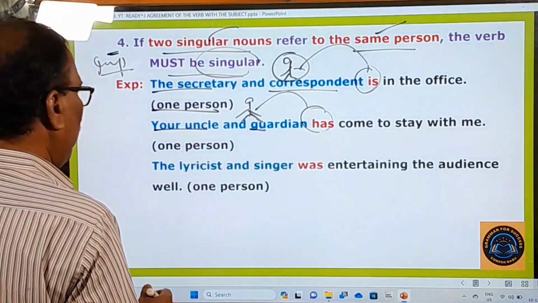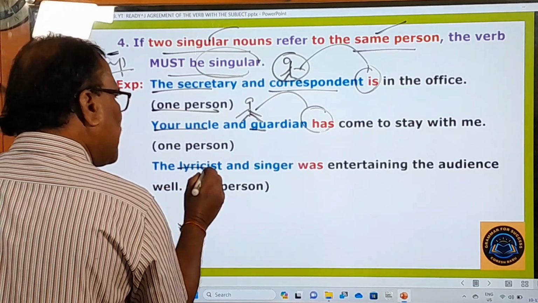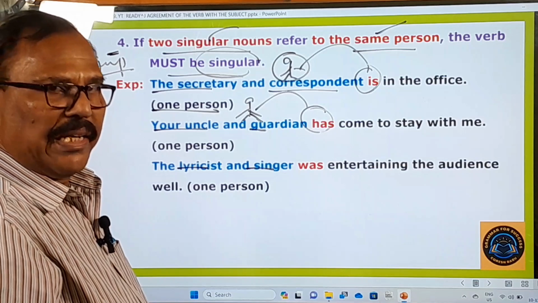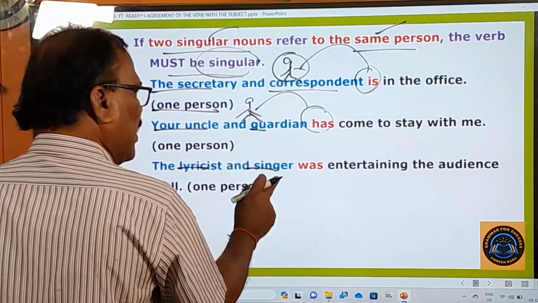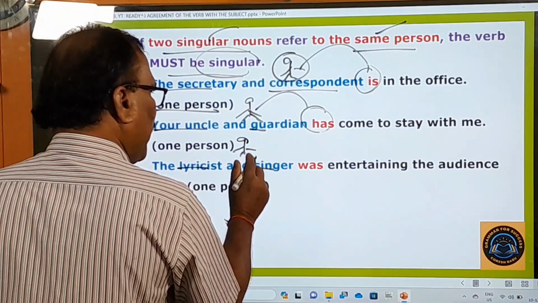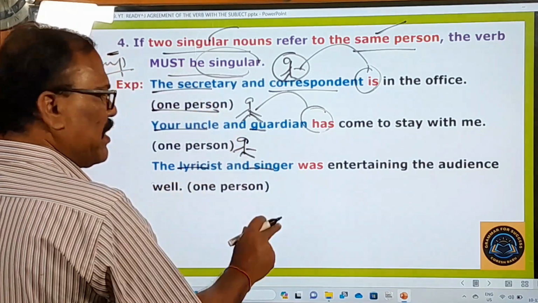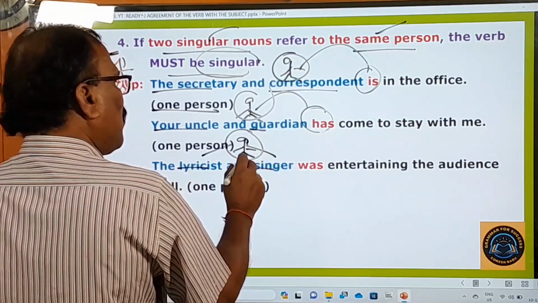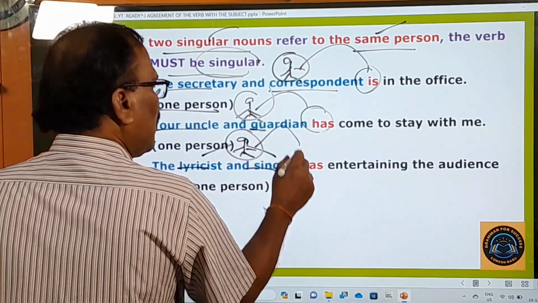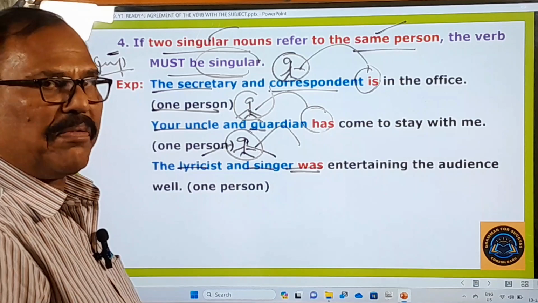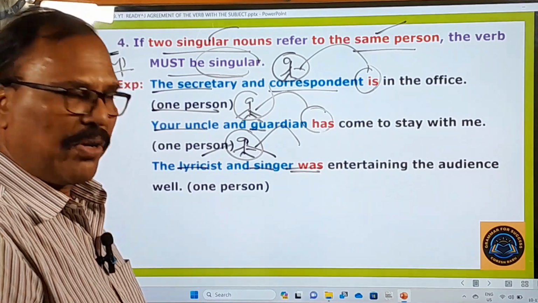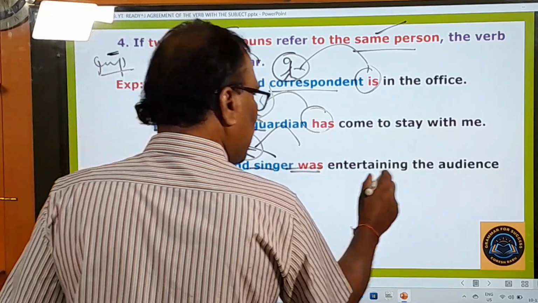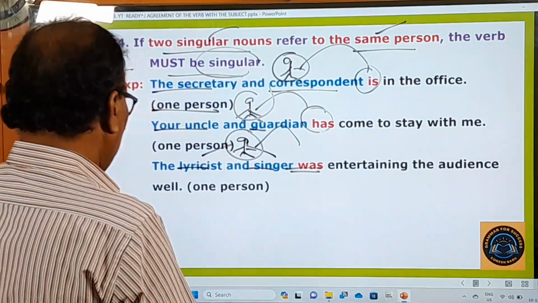Another example is given here. The lyricist and singer. The writer of songs is called a lyricist. So the lyricist and singer are not separate persons, but only one person. The lyricist is the same person as the singer. One person means singular, and singular means you must use only a singular helping verb or a singular main verb. So the sentence is: The lyricist and singer was entertaining the audience. There is only one person.